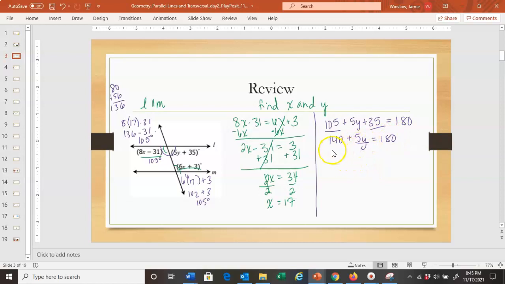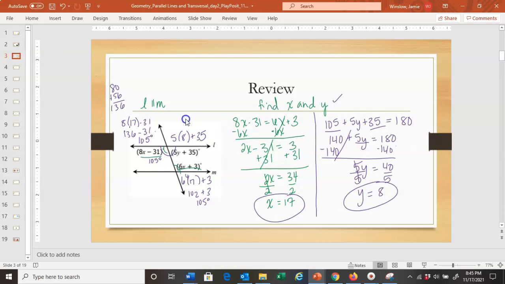Now we'll get that y term by itself, so let's move the 140 over, and you get 40. And lastly, divide by 5. And you get 8. So x is 17 and y is 8, and we are finished. We can certainly plug y in here. Let's see, 5 times 8 plus 35. So 40 plus 35 is 75. And sure enough, 105 plus 75 is 180.